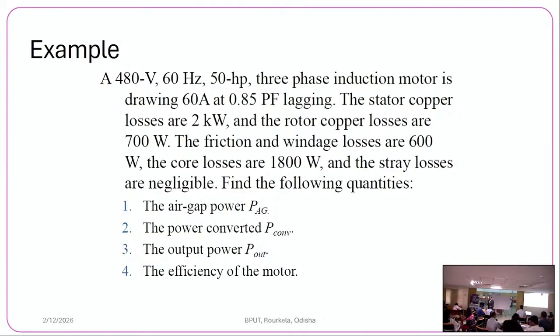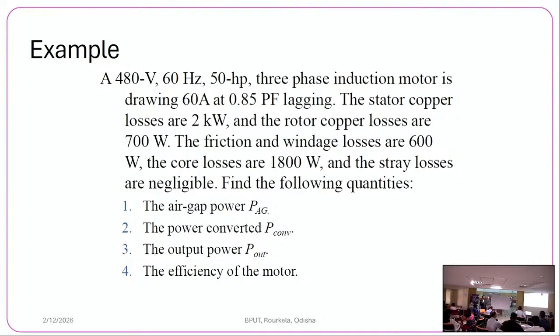Then we want air gap power. Before air gap, what losses do you subtract after the input power so that you get air gap? Stator copper loss and stator core loss. Both after subtracting, you get air gap power. But here core losses are 1800 watt. Stator copper loss is given as 2 kilowatt. That will definitely be subtracted.